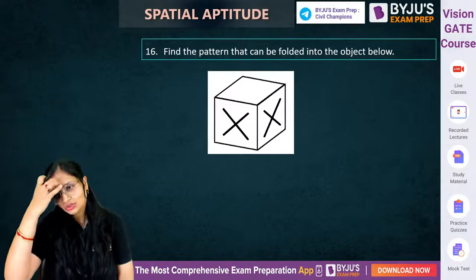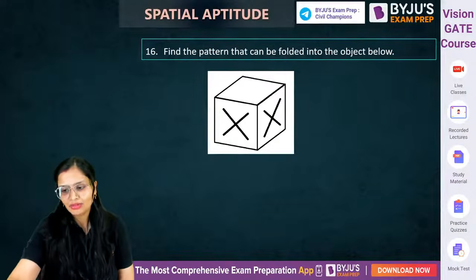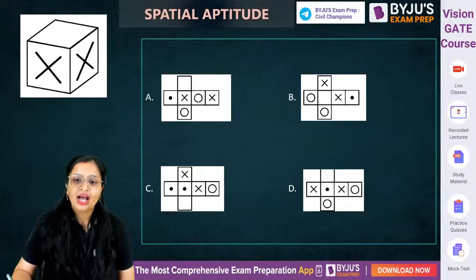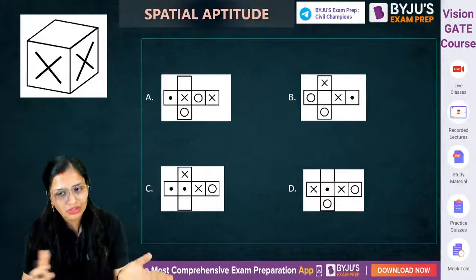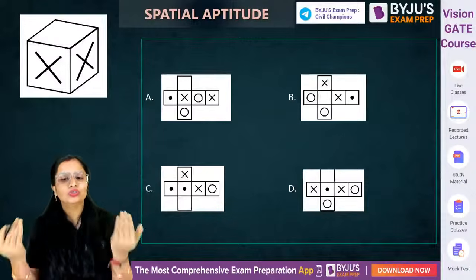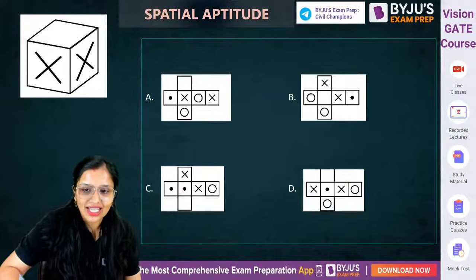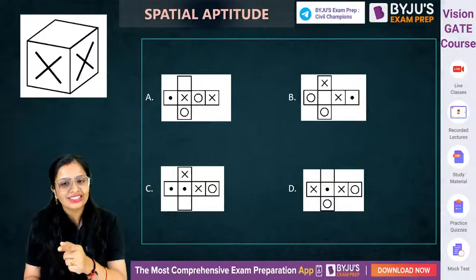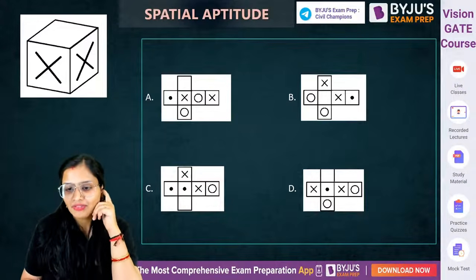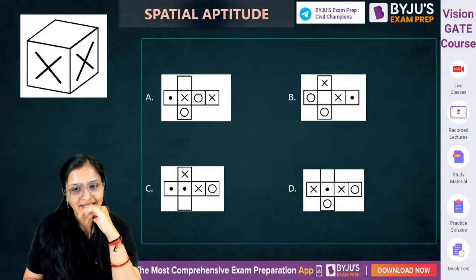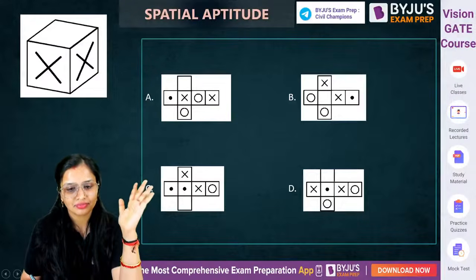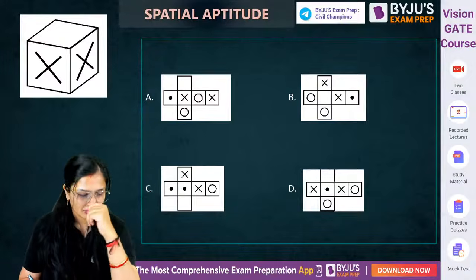Okay, the last question. Find the pattern that can be folded into the object. Out of these 4 options, how should you fold so that you get it like this? That means 2 crosses are adjacent faces to each other. Now you have to visualize this. And on top you are not getting anything. Top is blank.